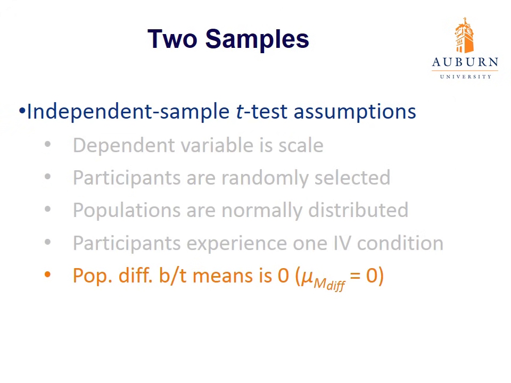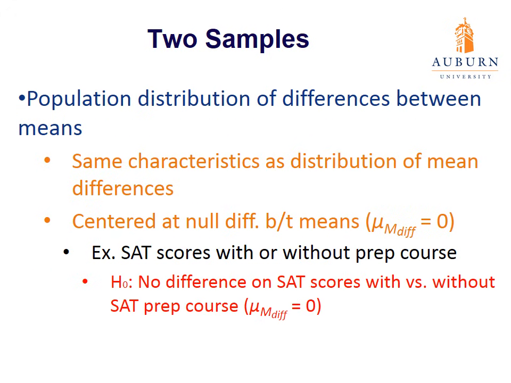Now let's take a look at the very fifth assumption: the population difference between means is 0. And I mentioned before that this is similar to the paired sample t-test's fifth assumption, that the population mean difference is 0. So the idea is the same, but how we get there is a little bit different, and so we should talk about that conceptually. We are introducing a new distribution. This is the fourth distribution that we've learned this semester.